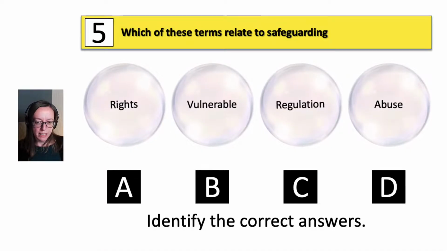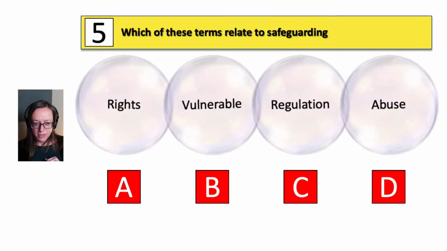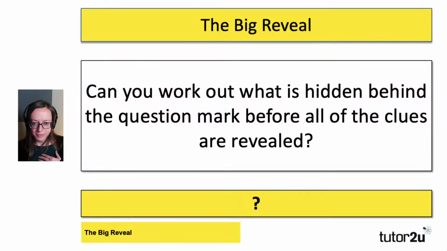So it protects the public, and it also protects people from coming to harm, and should prevent abuse as well, because it means that everyone that is delivering health and social care is the right person with the right training and the right knowledge. So that's why regulation is also a key term for safeguarding. So all of them were correct.